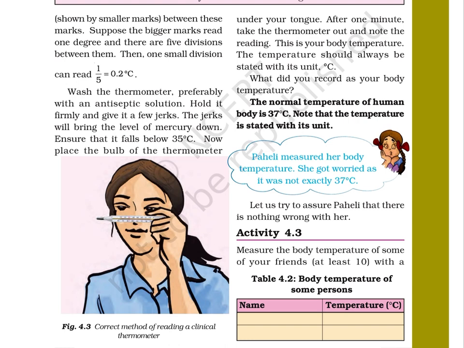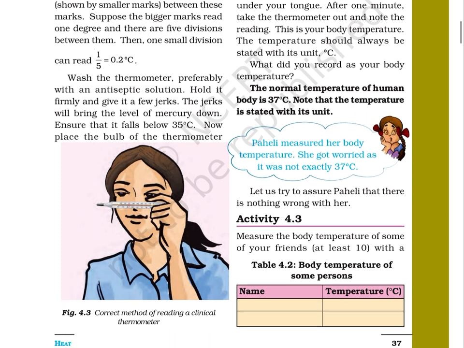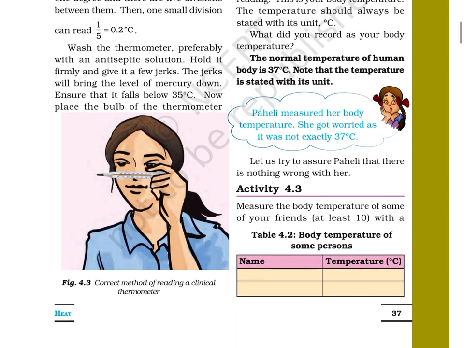The temperature should always be stated with its unit, degrees Celsius. What did you record as your body temperature? The normal temperature of human body is 37 degrees Celsius. Note that the temperature is stated with its unit.